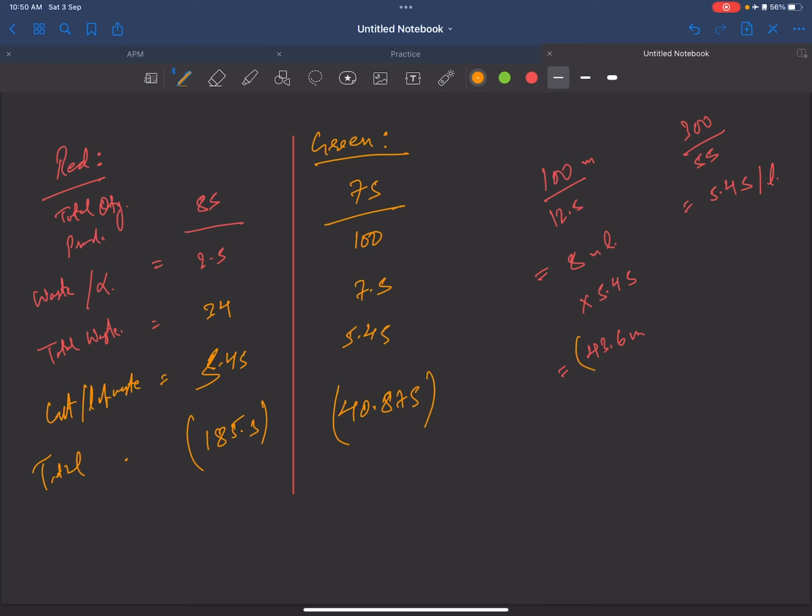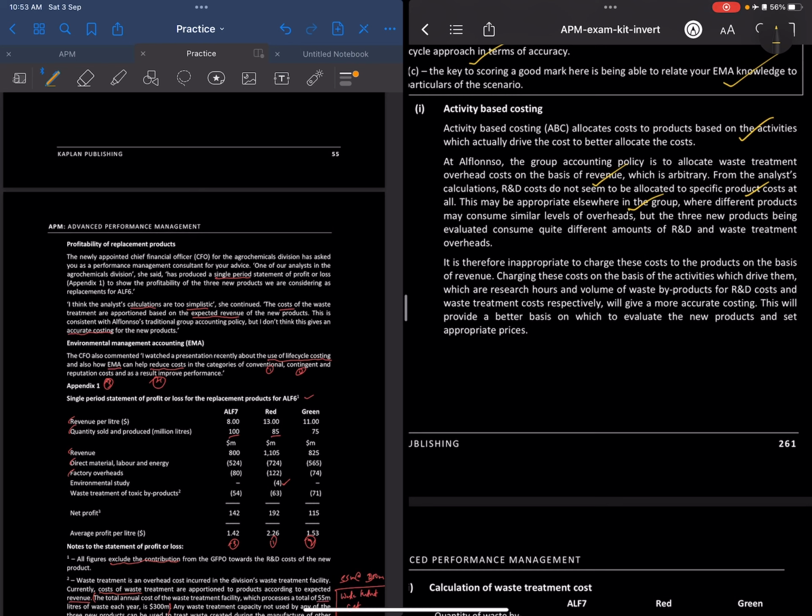So it's the traditional one, right? Group policy is to account for waste treatment overhead on the basis of revenue, which is arbitrary. Why on revenue? The analyst calculation does not seem to allocate to specific product cost at all. It does not allocate based on the cost. This may be appropriate elsewhere in the group where different products consume a similar level of overheads, but these 3 new products being evaluated consume quite different amounts of R&D and waste treatment overheads.